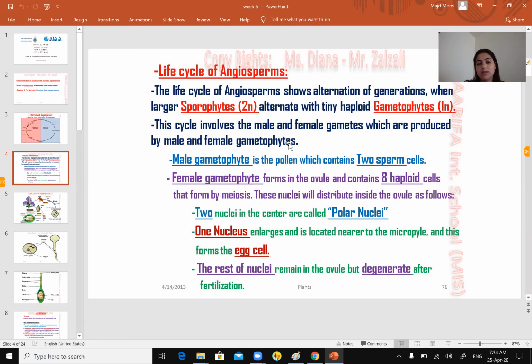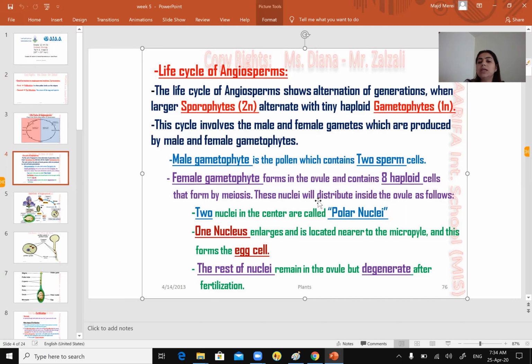As you watched in the video, the male gametophyte, the pollen, contains two sperm cells, not only one. For the female gametophyte, as you watched again in the video, inside the ovule, there are eight haploid cells. These nuclei will be distributed inside the ovule as follows.